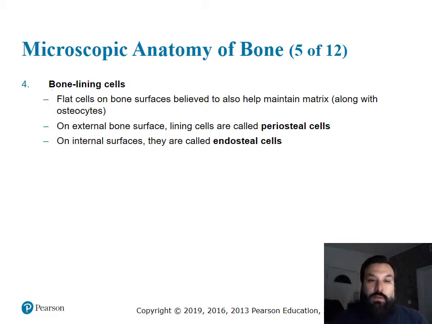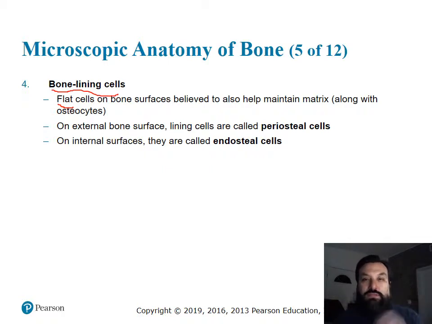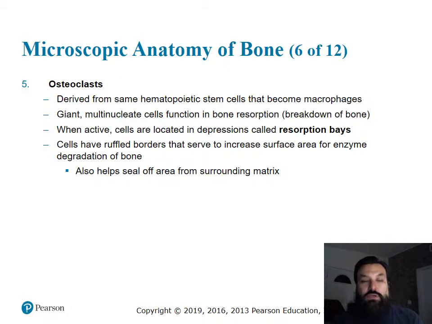Bone lining cells, right? Flat, as in, they look flat. They also help, we think, protect the matrix, maintain the matrix as well. They actually help to smooth everything out, to maintain it, to make sure that everything's growing correctly, that the other cells are actually undergoing their job, right?